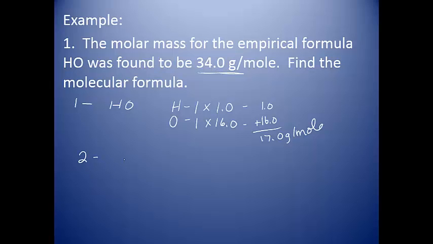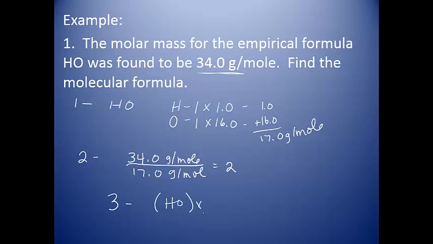So for step number two, we take the 34.0 grams per mole, and we're going to divide that by our empirical formula mass of 17.0, and when we do that we get a multiplier of 2. So that means that our molar mass given to us was 2 times greater than that 17.0. So step 3 says that we use that as a multiplier. Our empirical formula is HO, and we're going to multiply that by 2. In math, when we distribute that, you have to distribute it to everything within the formula. So we end up with H2O2, hydrogen peroxide.